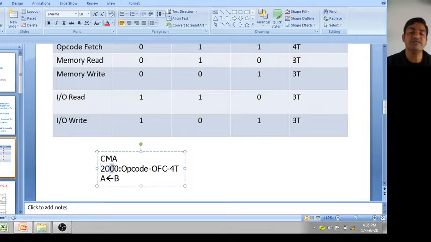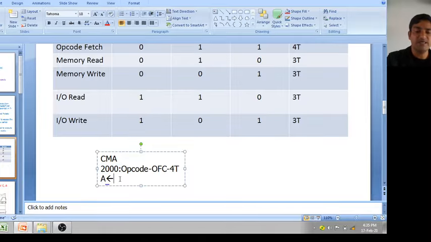Now this 2000 is the value of A0 to A15. This 00 is A0 to A7, the lower order address bus. This 20 is the higher order address bus, A8 to A15. The opcode is the value of the data bus, D0 to D7. In case of MOV A, B, the opcode will be 78. Again, the first byte will always be opcode fetching, so there will be 4 T states.